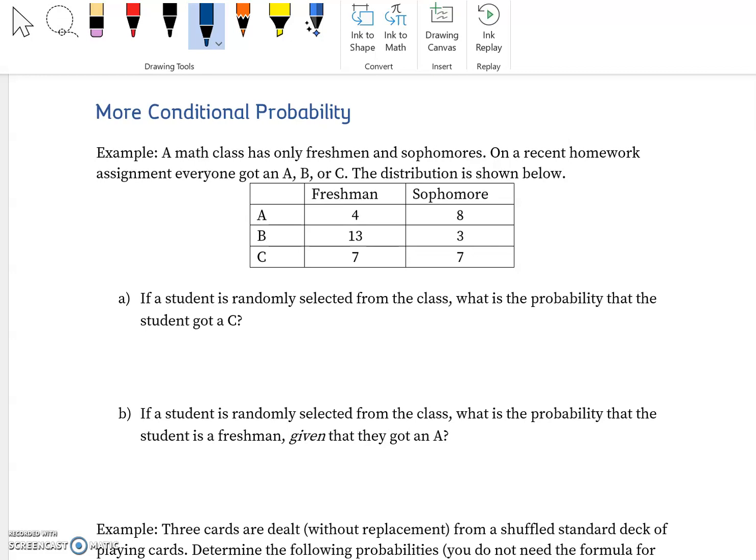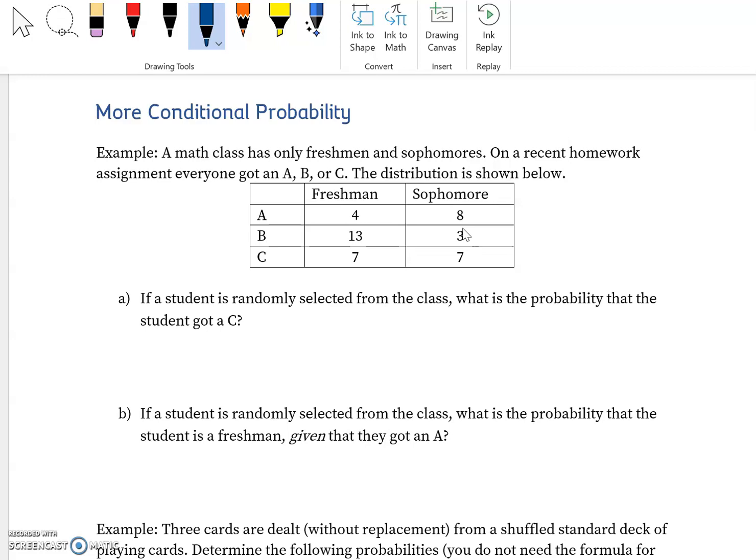All right, let's take a look at a little bit more conditional probability. So let's say we got a math class that's got only freshmen and sophomores in it, very much like our own Math 1010. Majority of folks are freshmen and sophomores. On a recent homework assignment, everybody got an A, B, or C. So we have the distribution shown here.